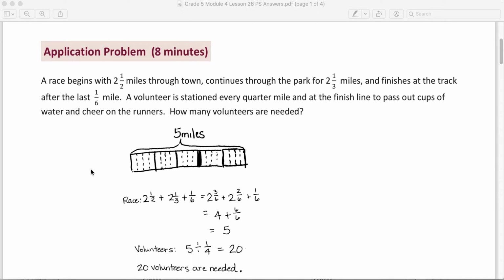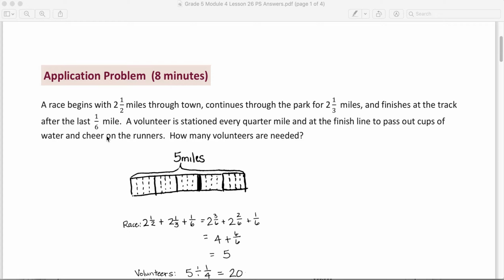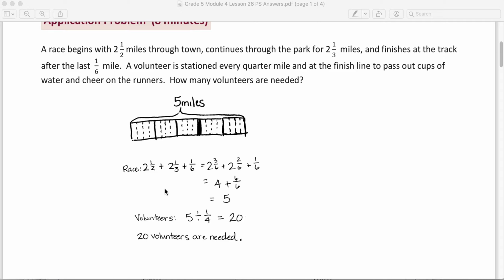So it says a volunteer is stationed at every quarter mile. How many volunteers are needed? Well, if they are stationed at every quarter mile, I need to know how long the race is so that I can take the total amount and divide that into quarters. So what they did here was add each of these pieces up: 2.5 plus 2 1/3 plus 1/6.